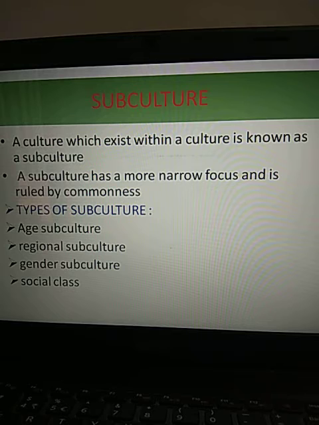Like youngsters will be there, they have different needs. Infants are there, their needs are going to be different. Middle-aged people will be there. Elderly consumers would be there. By understanding the age subculture, again, the marketers are going to have a clear-cut idea about the consumer behavior. Regional subculture.